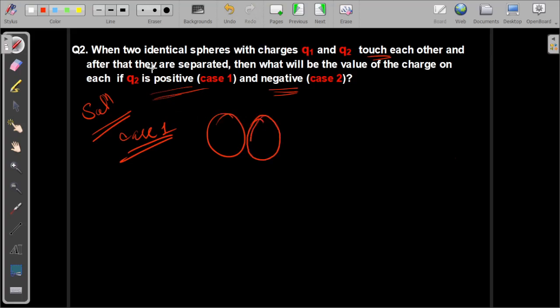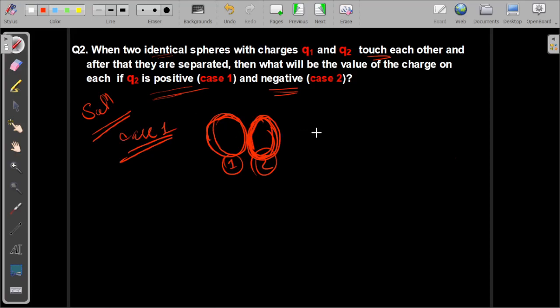Then, identical, same shape and same size. Then charge transfer will happen, and after that the flow will stop. Then what will happen? When the flow stops, the charges get distributed uniformly, right? At that time the flow will stop. After that these two bodies are separated. Then what will be the value of charge on each body? Final charge on each body.